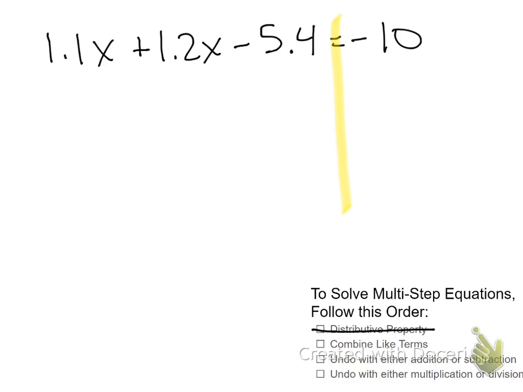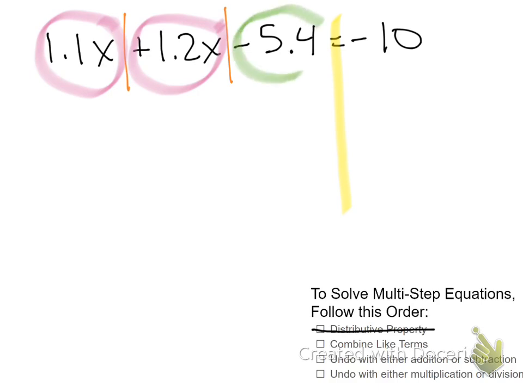So I'm going to use my color coding strategy for combining like terms. If you are not sure how to do that, I would recommend going back to the combining like terms video and watching that. When we combine like terms, we like to split our terms up, and then we like to color them in. So I'm going to use pink for the terms with the x's. And then I'll use another color, maybe green, to circle my number with no variable. And I'm only doing this on one side of the equal sign. I'm leaving the other side alone.